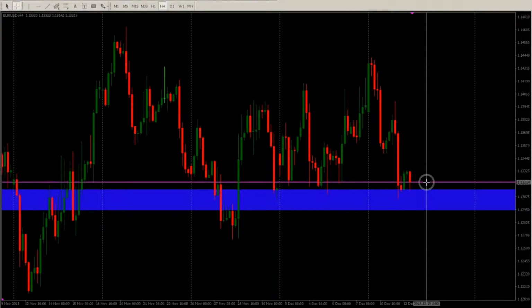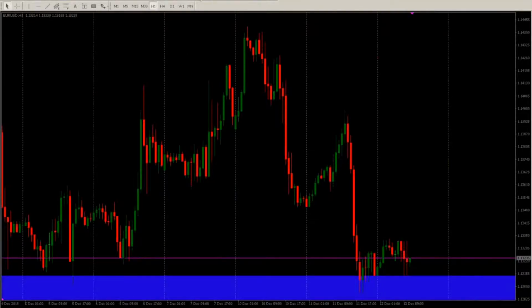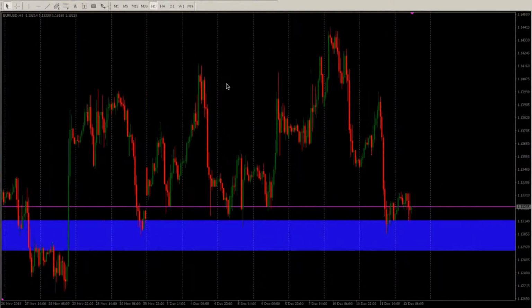You look for entries here. Your target is 70 pips. 76 pips. You go to 4 hour. You go to 1 hour. This is 1 hour time frame. What do you see here? Ask yourself, what do you see? I see a buy here. Buy with good risk management.